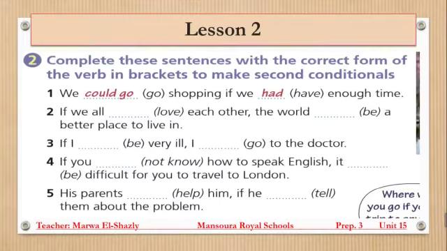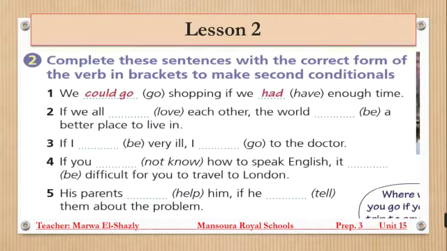Listen to exercise 2. Complete these sentences with the correct form of the verb in brackets to make correct conditionals. To remind my students again, if in the second conditional is always followed by past simple in the condition part, and the second sentence, which is the result, uses could or might plus infinitive. So here, number 1 is done for you. We could go shopping if we had enough time.